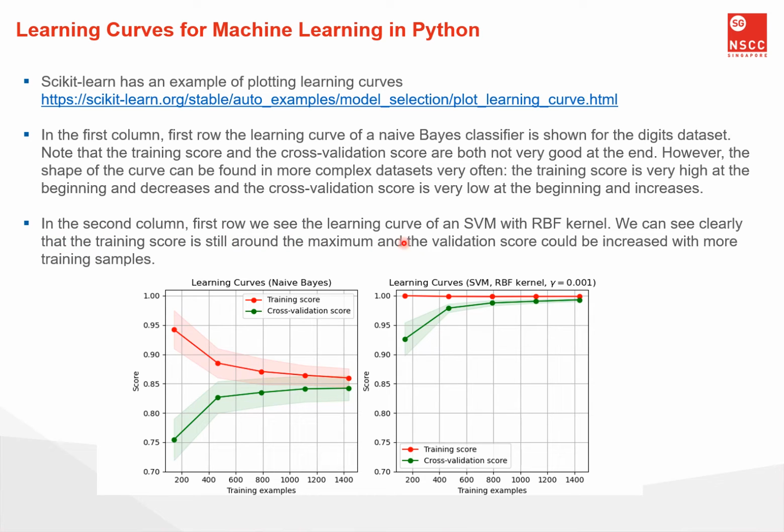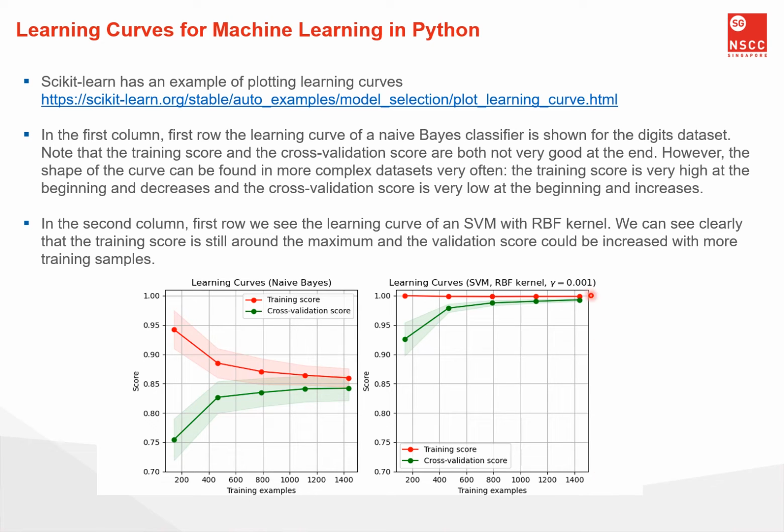In this first one, the first row, we see the learning curve with the support vector machine and RBF. We can clearly see that the training score is still around the maximum value, and the validation score can be increased as you provide more training samples. So the question is beyond 1,400 training samples. The x coordinate is the amount of training samples, as you can see from the bottom, and the y coordinate is the score given a certain number of training samples, for both the training set as well as the validation set. The training set is the one in red. The cross validation score is the one in green.